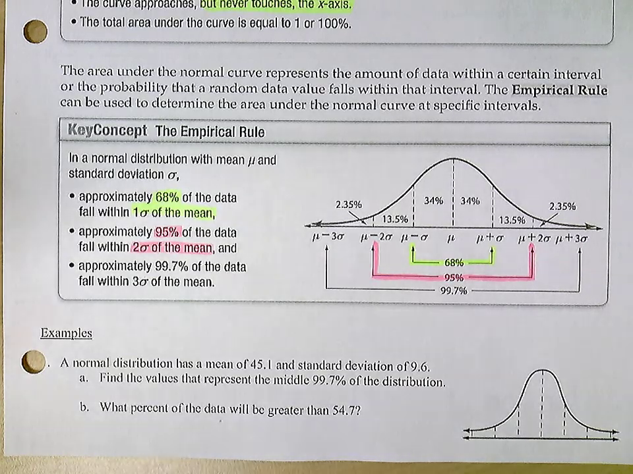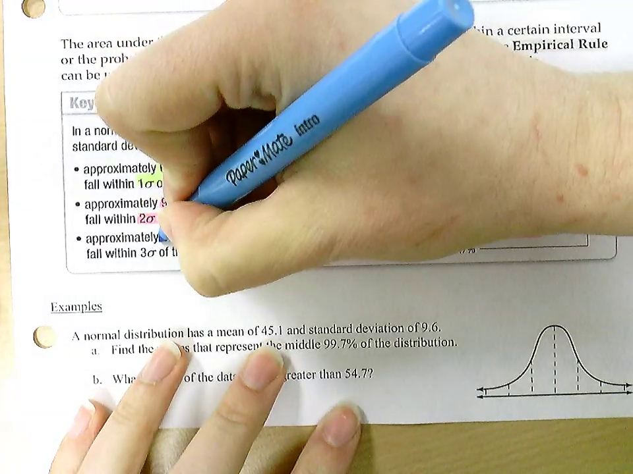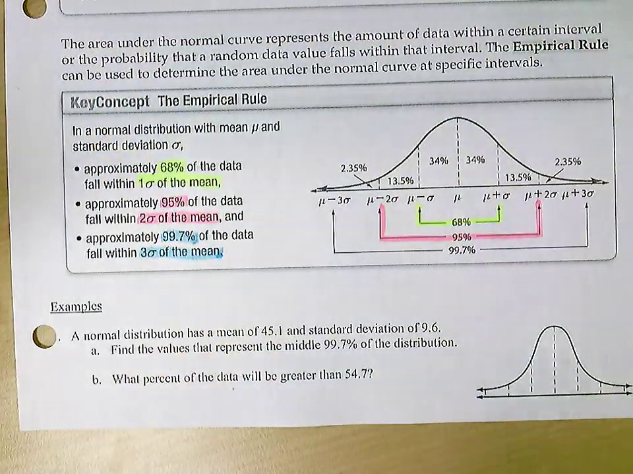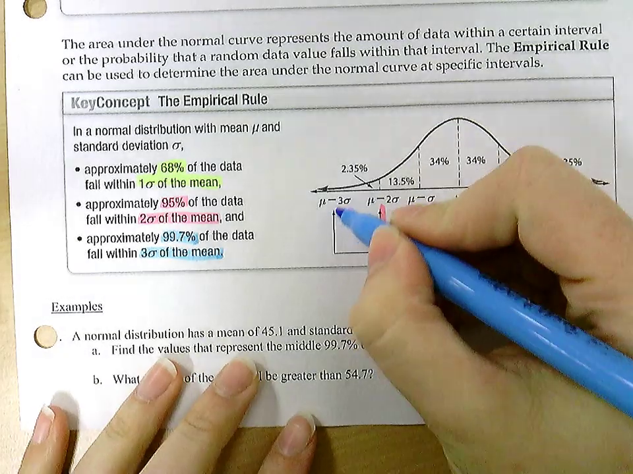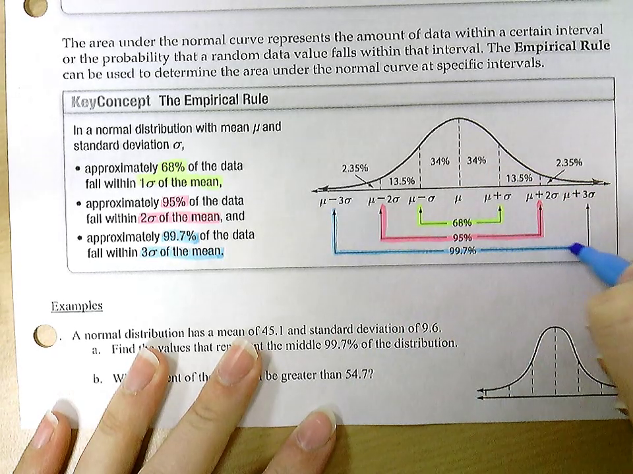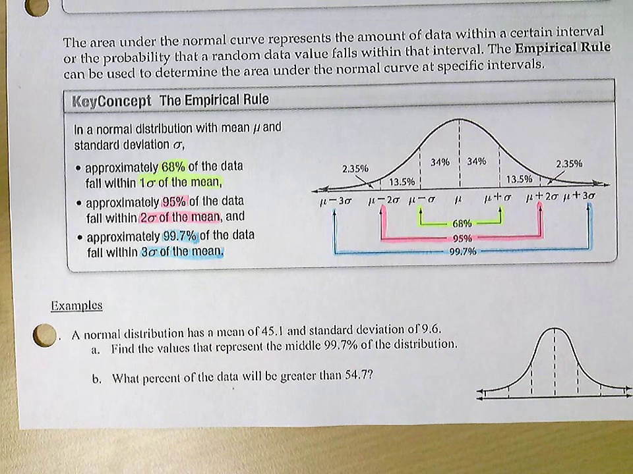Then we also have 99.7% falls within 3 standard deviations of the mean. So that's all the way around here. That's 99.7%.